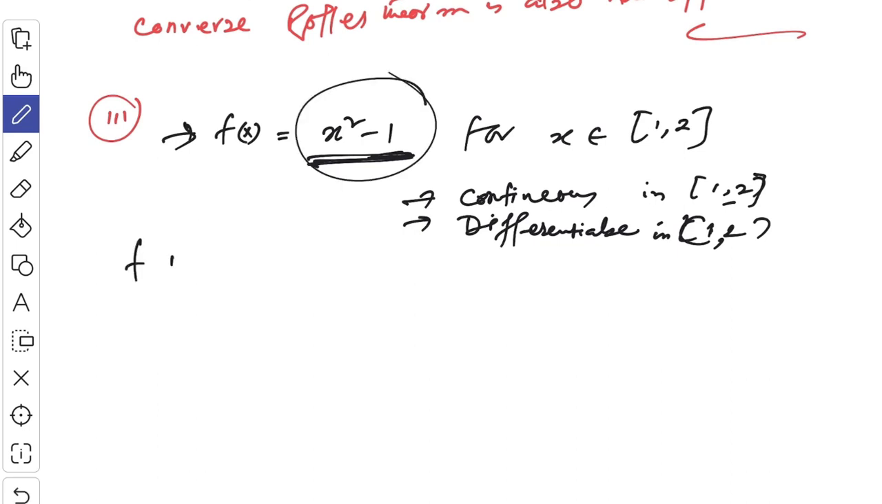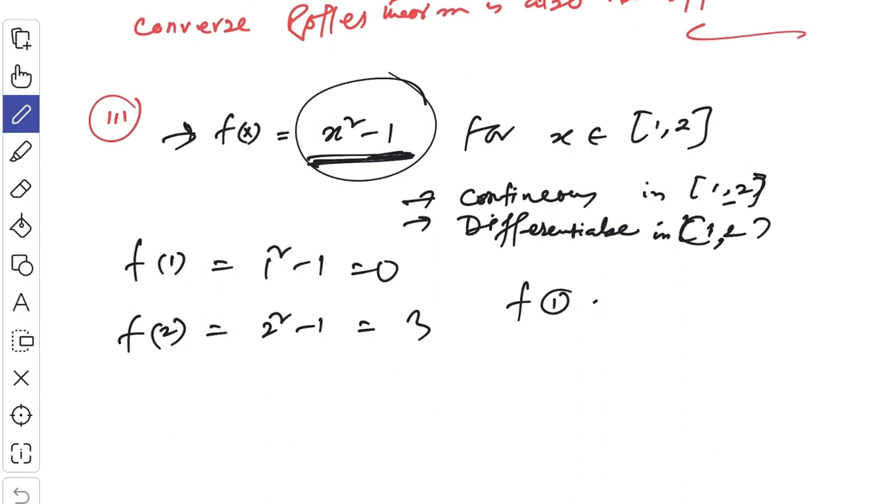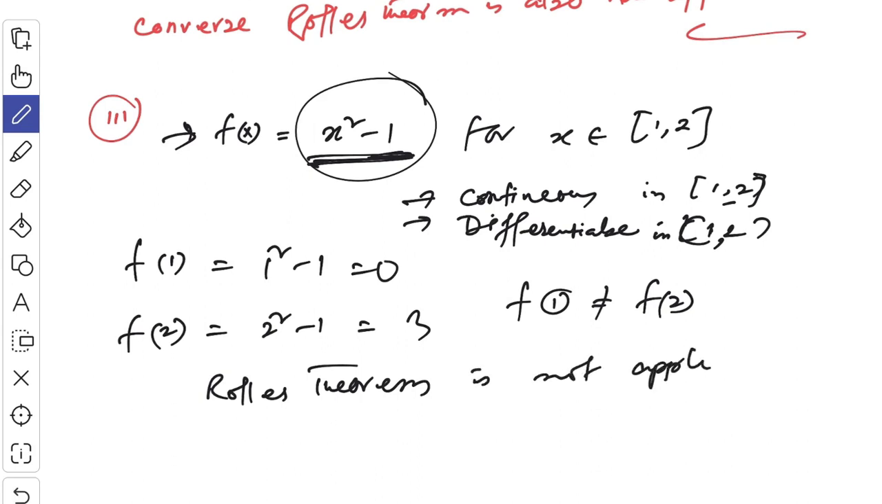But let me check f of 1 is equal to f of 2 or not. So f of 1 will be 1 square minus 1, that's going to be 0. F of 2 is equal to 2 square minus 1, that's going to be equal to 3. So as f of 1 is not equal to f of 2, so that's why here also Rolle's theorem is not applicable. Similarly, if you check the converse of Rolle's theorem, then also you will get it is not applicable.